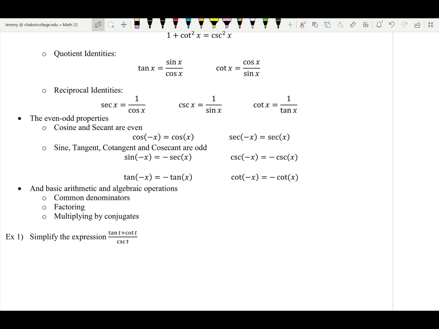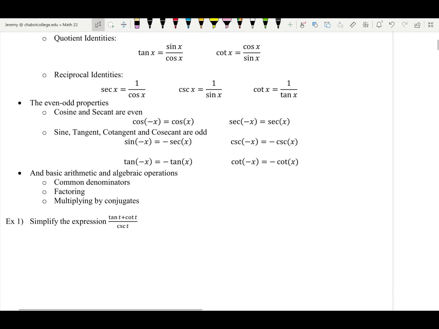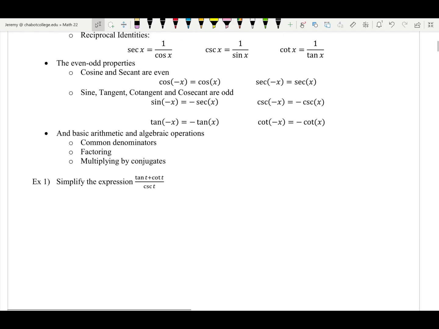It turns out the even-odd properties are also identities: cosine and secant being even, the other four being odd. And then we have basic arithmetic and algebraic operations, which are also identities. Just to take a factoring example, remember this one? If we have a squared minus b squared, we can express this as a plus b times a minus b.